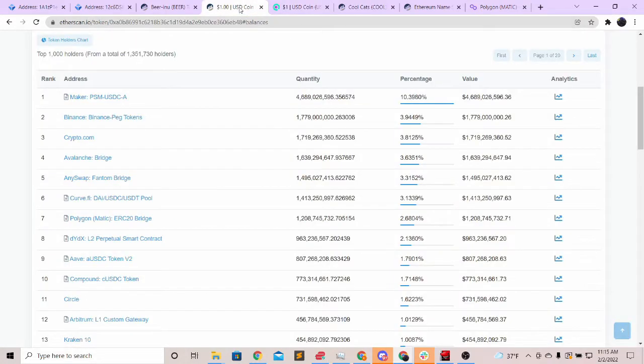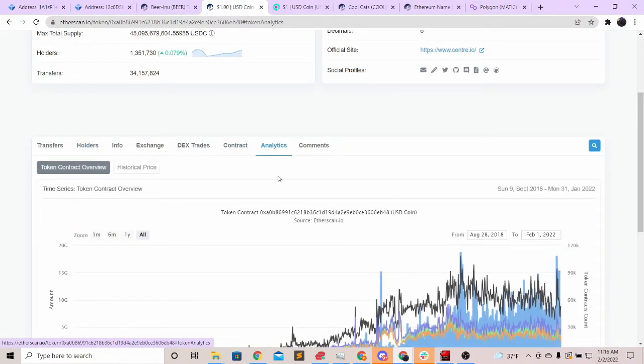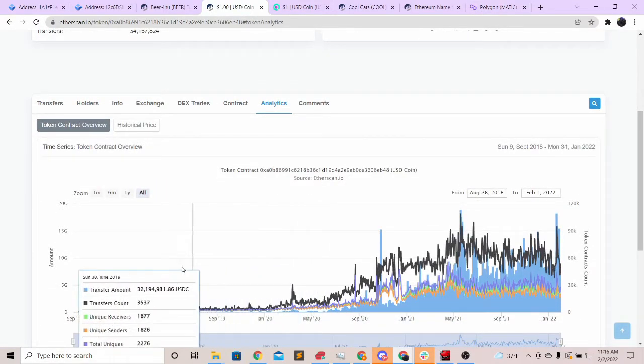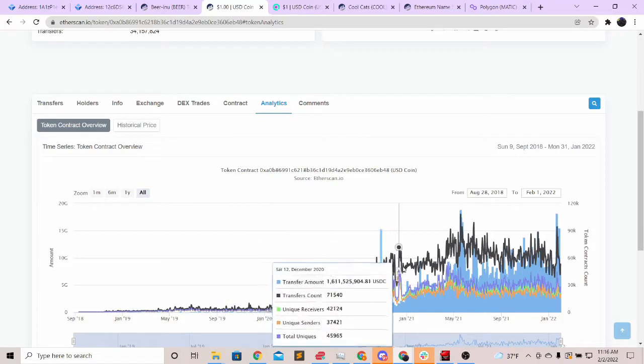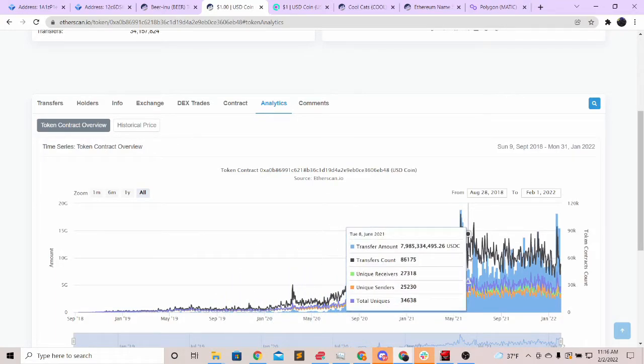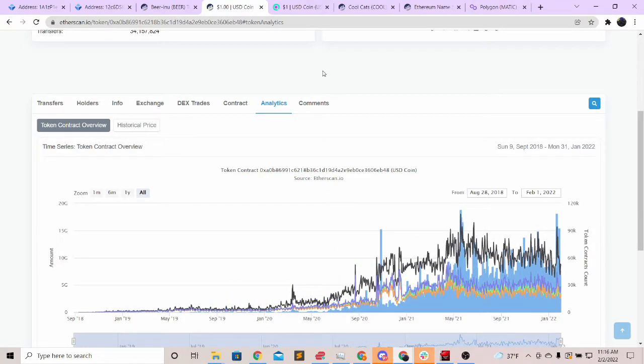We actually have analytics too on Etherscan that look good for USDC, so we can see how it's been growing in popularity and being more widely used. And not just tokens, we can look at NFTs too.